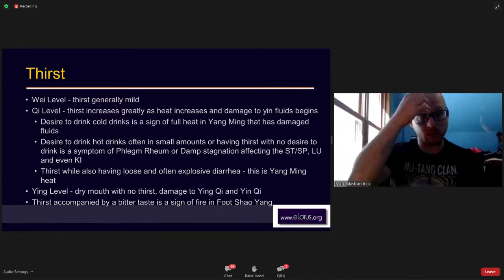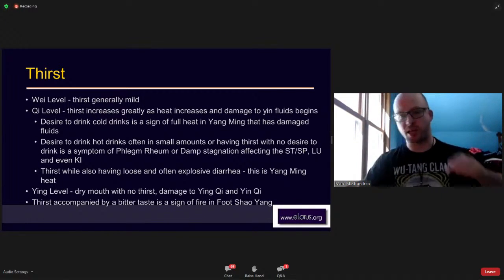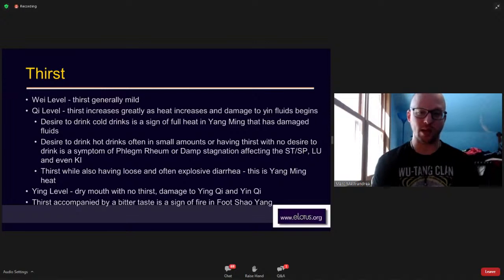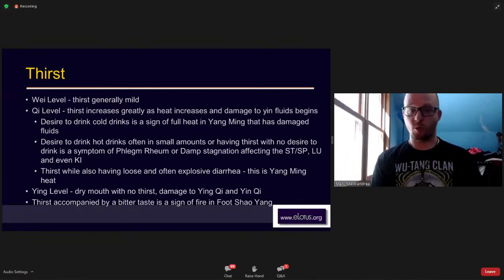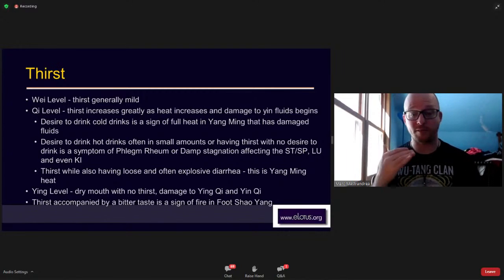So, wei level. In the wei level, thirst is generally mild. It's not going to be severe. It's not going to be something where I just need more and more because you're trying to quench this fire. You don't really have fire in the wei level. It's heat, right? You won't have fire. So it'll be mild. Even if the tongue is dry, you might have thirst, but it's still going to be mild. It's not going to be very strong.